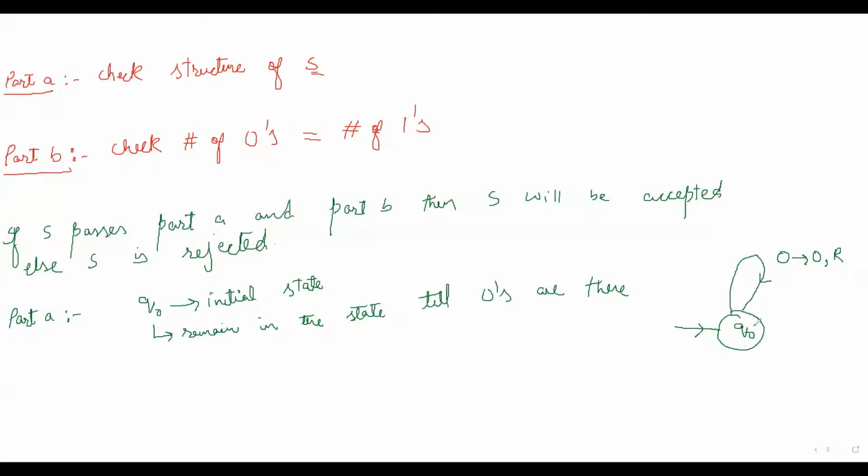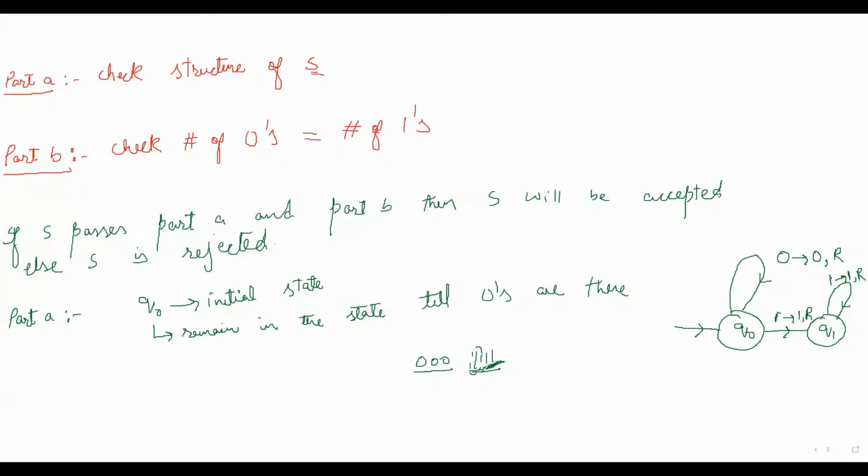However, in this Q0, if 1 comes, it means that I have checked zeros. Zeros have been checked. Now there are ones. Okay. So if 1 comes, I will go to a new state, Q1 state. I will write 1. That means there should be only ones, so I will remain in this state. Whatever 1 is coming, I will rewrite 1 and move right.